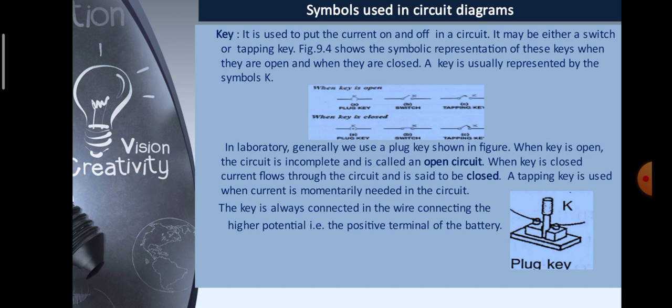When key is open, the circuit is incomplete and is called an open circuit. When the key is closed, current flows through the circuit and it is said to be closed. A tapping key is used when current is momentarily needed in the circuit. The key is always connected in the wire connecting the higher potential, that is, the positive terminal of a battery.